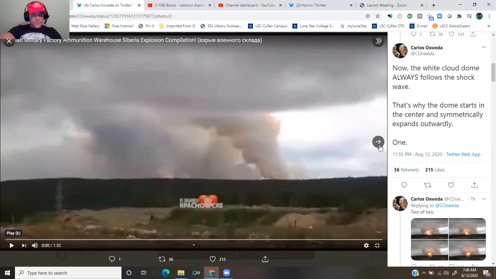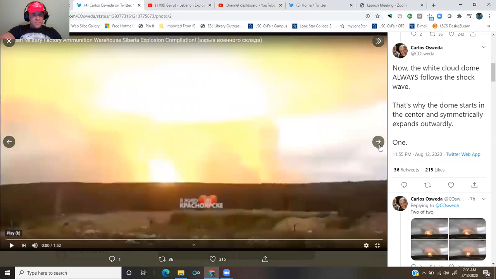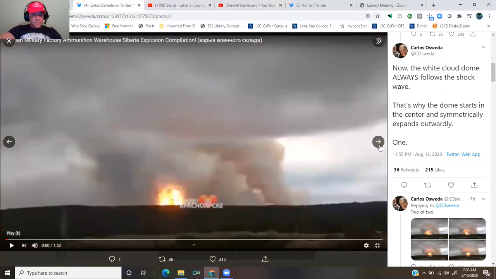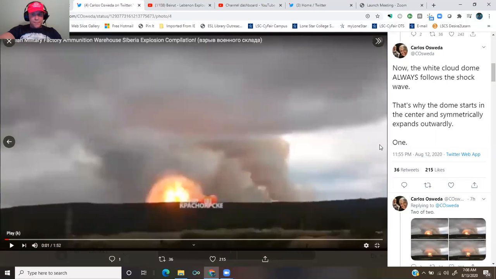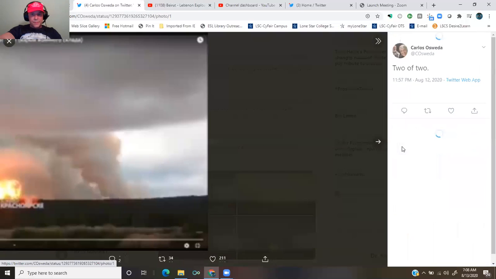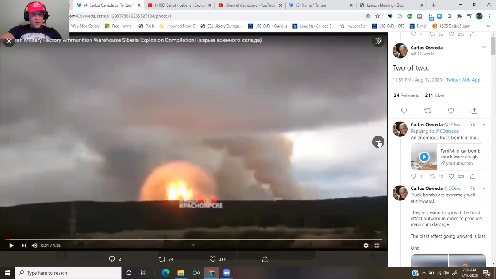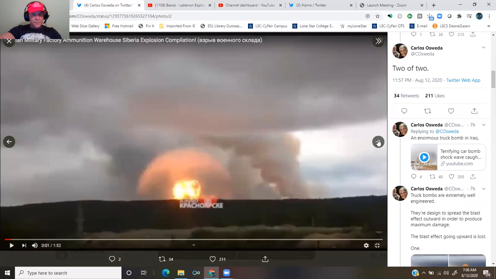One, bam, bam, bam. Two of two. Okay, now we're seeing a little vapor cloud caused by the shock wave. See? Ta-da.